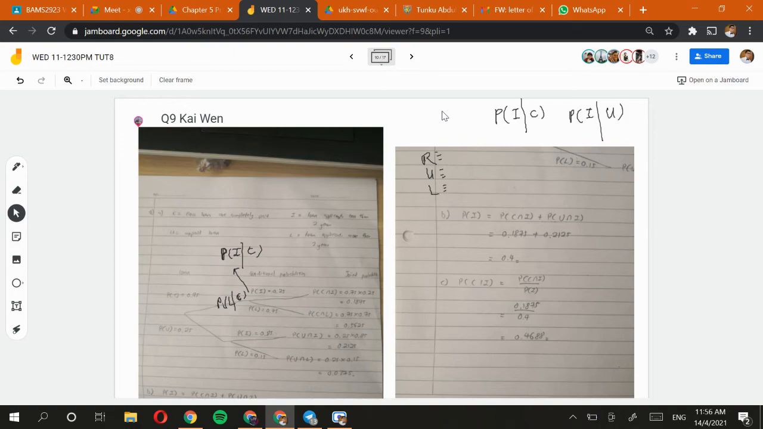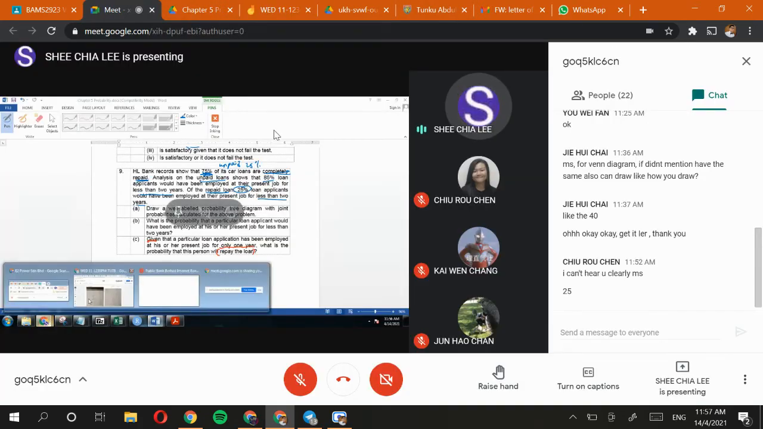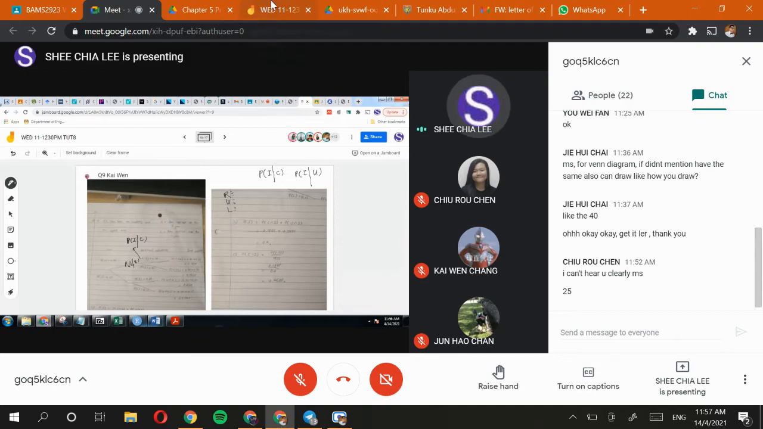The question for part B asks, what is the probability that a particular loan applicant would have been employed at his or her present job for less than 2 years? Employed for less than 2 years, so you know it is probability I, no matter whether you pay or you no pay. You can check from here: this one with I, this one also with I. Completely paid and unpaid both with I. So you add together, you get 0.4.